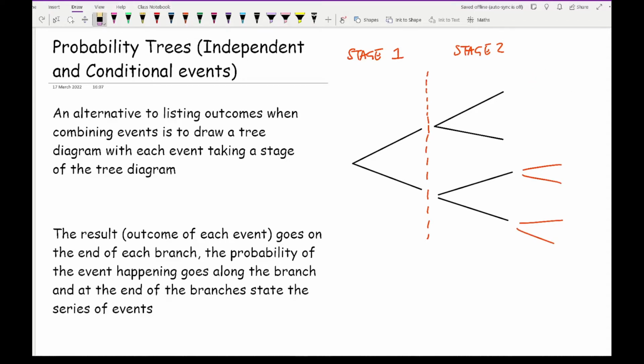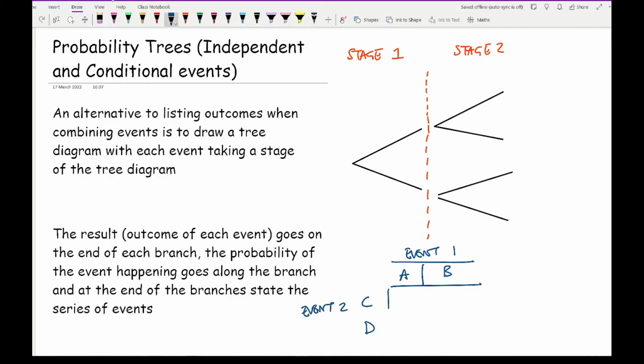Now the outcome of each event goes on the end of each branch, and the probability of the event happening goes along the branch, and at the end of the branches we need to state the series of events. Now if that makes absolutely zero sense, which it probably doesn't, let's have a look if we had this. So if we had event 1, and let's say event 1 consisted of 2 events, A and B, whatever those 2 events are. But we've got a bit like heads and tails. And in event 2, we've got another two possible outcomes, and let's call them C and D.